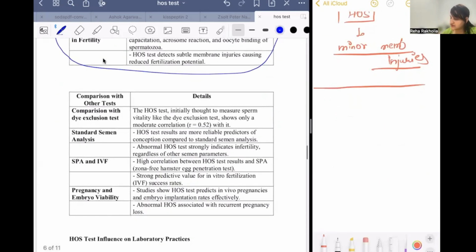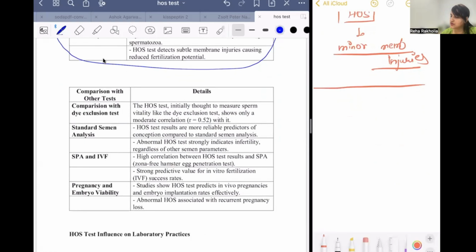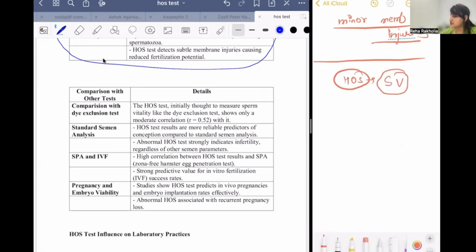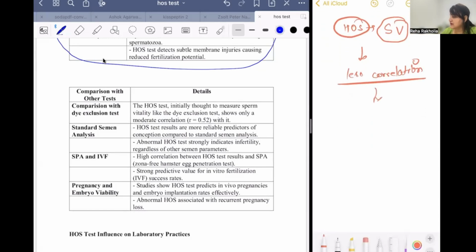Comparison we'll do with other tests. First, we'll compare with the dye exclusion test. See, initially the HOS test was thought to measure sperm vitality like the dye exclusion test. However, it shows only a very low correlation with the dye test. The difference lies in what each test evaluates. The HOS test focuses on membrane functionality, while dye exclusion evaluates the structural integrity, whether the membrane is present or not, and functionality is told by the HOS test.